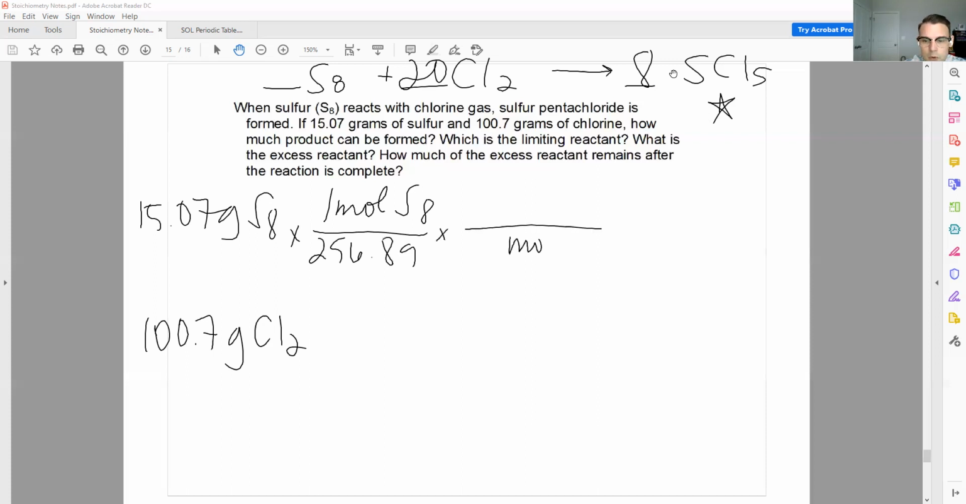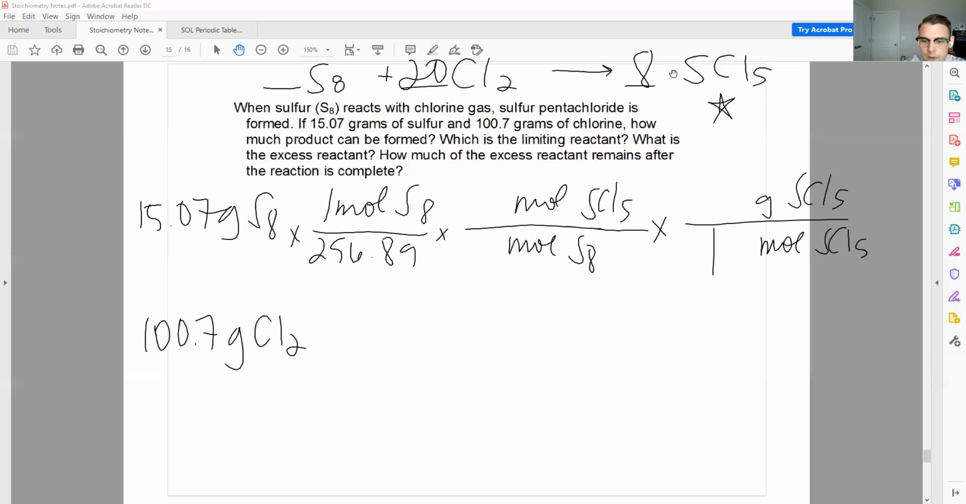And then we're going to go from moles of sulfur to moles of sulfur pentachloride. And then from moles of sulfur pentachloride to grams of sulfur pentachloride. Okay, so based on our balanced equation, 1 mole of sulfur is equal to 8 moles of sulfur pentachloride. 1 mole of sulfur pentachloride is 209.35 grams.